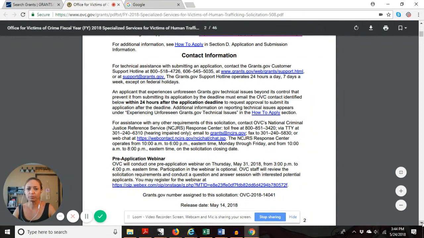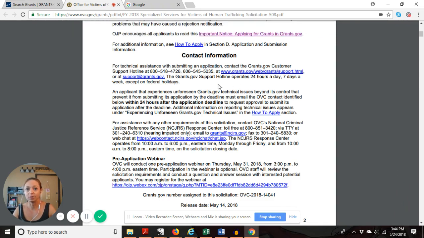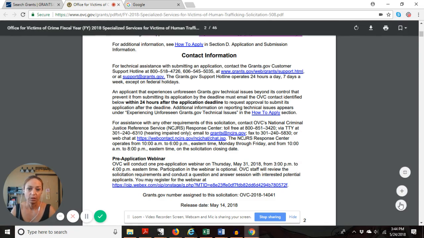So as you look down, they have contact information, and they usually have somebody that has an email or something. Grants.gov is open 24 hours a day, 7 days a week, except for federal holidays. So you can definitely call in, which is great. But usually they give you somebody specific. And as you can see in here, they go ahead and they link you to another email that's directly to the OVC person, the contact person.